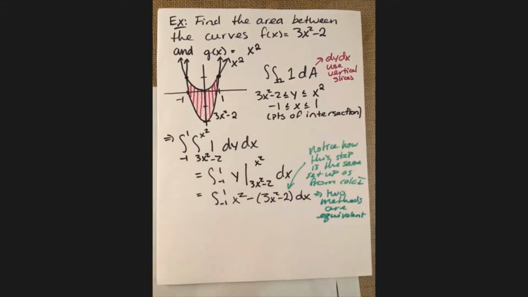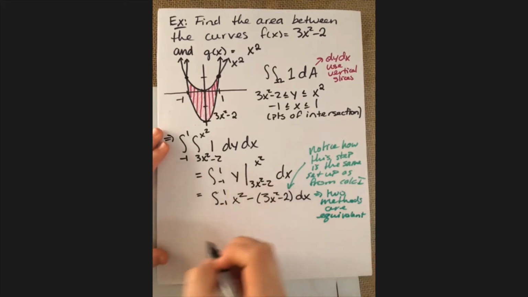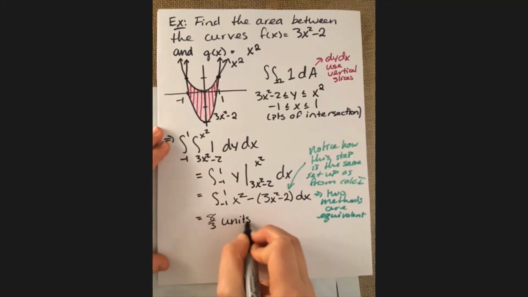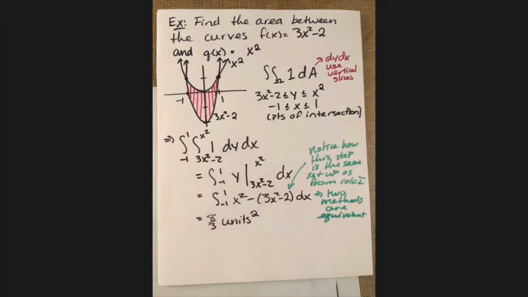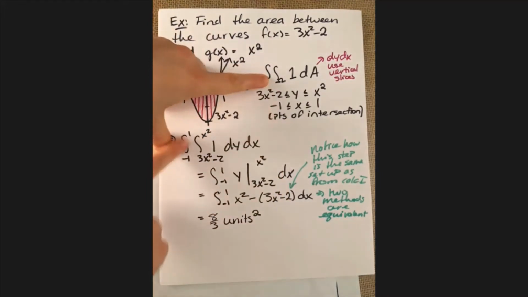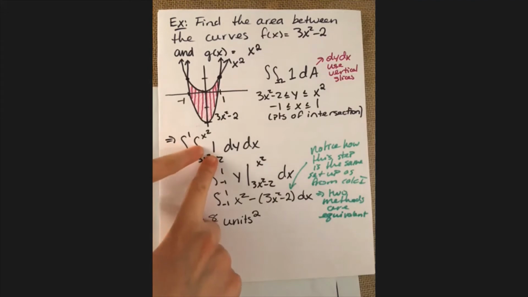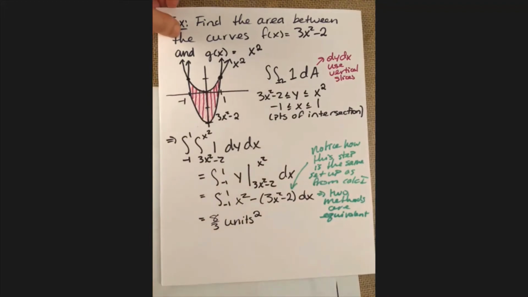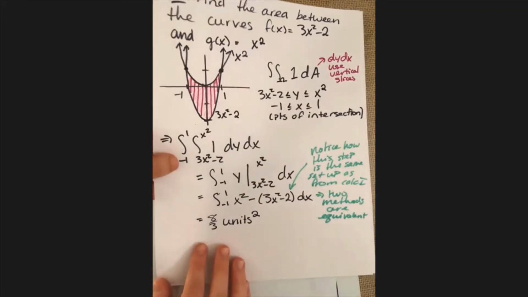Now, at this point you just integrate this part, really straightforward, and what you get is 8/3 units squared for your area. And that's pretty much all there is to finding area. Again, double integral with your bounds according to what your region is. You put a 1 in instead of an actual function, and then you just integrate as normal. And it happens to wind up being equivalent to what you did in Calc 1. So that's pretty cool.